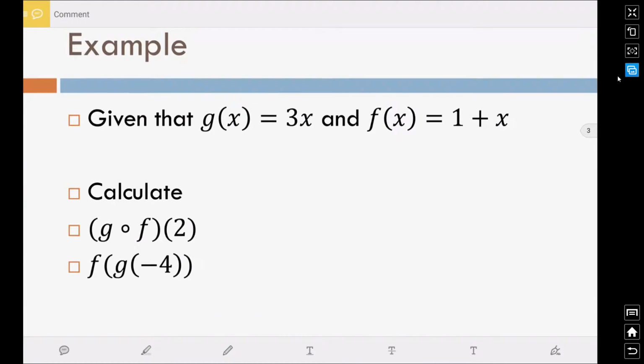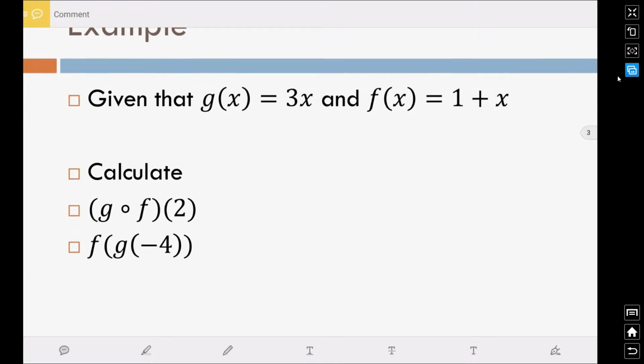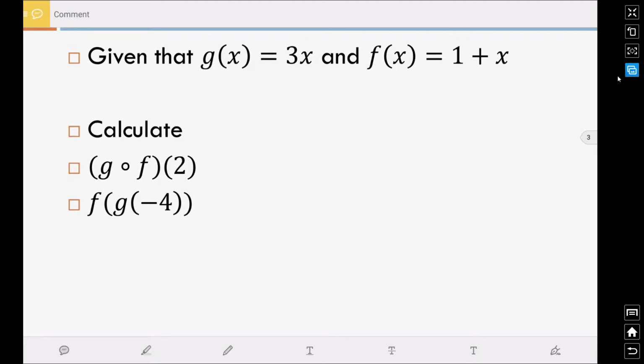So here's an example. Given that g of x is equal to 3x and f of x is equal to 1 plus x, we're going to calculate the following function compositions. The first is g o f, or g composed of f, of 2. And the other one is f of g of negative 4.